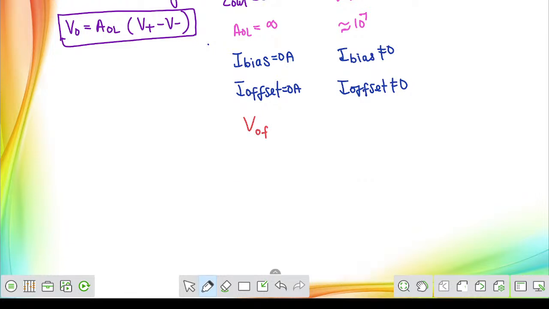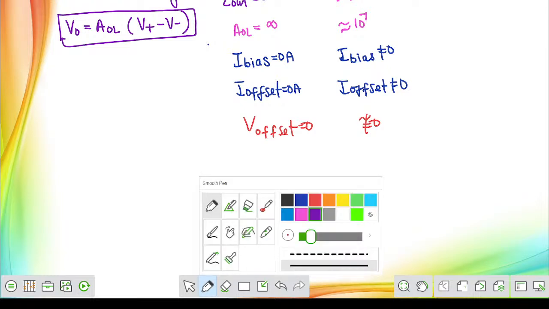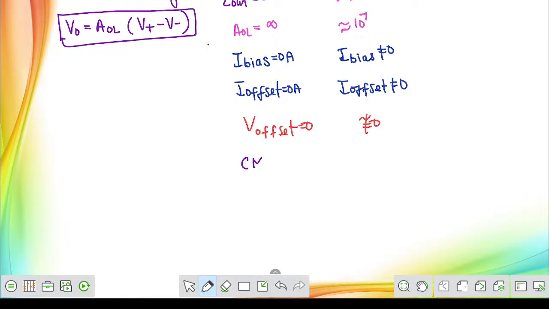Input offset voltage offered by the operational amplifier will be 0 in the ideal case, but in a practical circuit it is not 0. The value of the offset voltage is not equal to 0 in a practical circuit; it is in the order of millivolts. Next, another most important property is the common mode rejection ratio, CMRR.